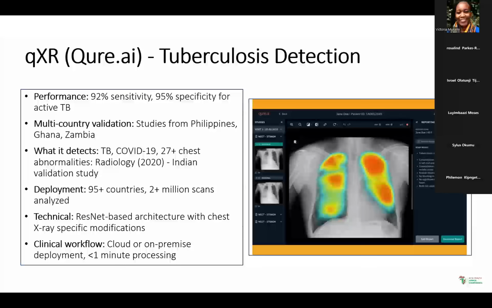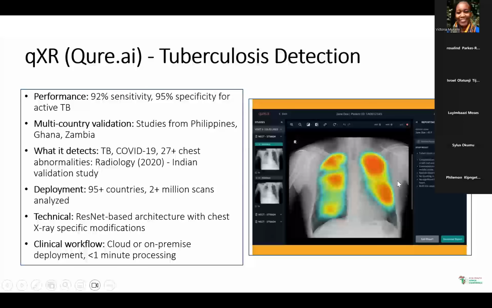Now, the reason why this is important is it's better to be sensitive in TB than specific, because TB can be passed on to other people. So you really want to catch all the TB that's around. You want to set your sensitivity quite high, so that you can catch all the active TB to stop it being passed on to other people. It does work on other things. It works on COVID-19 and other chest abnormalities, and there's a paper of it being validated in India. But actually, it's been used in over 100 countries and many scans analyzed.